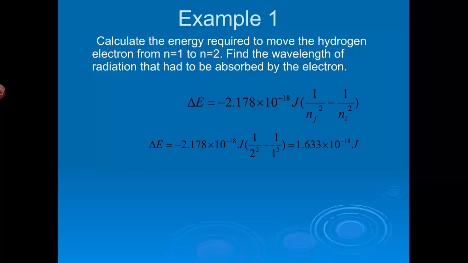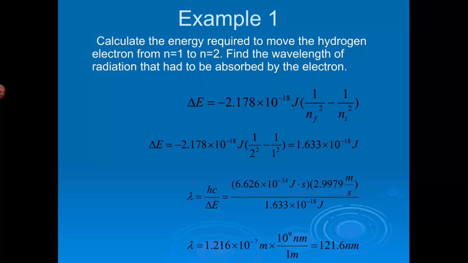All right, so what's the wavelength of that? Well, let's solve for the wavelength. Wavelength is hc over delta E. So we can put in h, Planck's constant, c, the speed of light, and delta E, the amount of energy we just calculated, and we come out with 121.6 nanometers. You should remember that when you calculate lambda using any of these formulas, it's always going to come out in meters because the speed of light is in meters per second. So if you want it in nanometers, you have to convert it into nanometers.